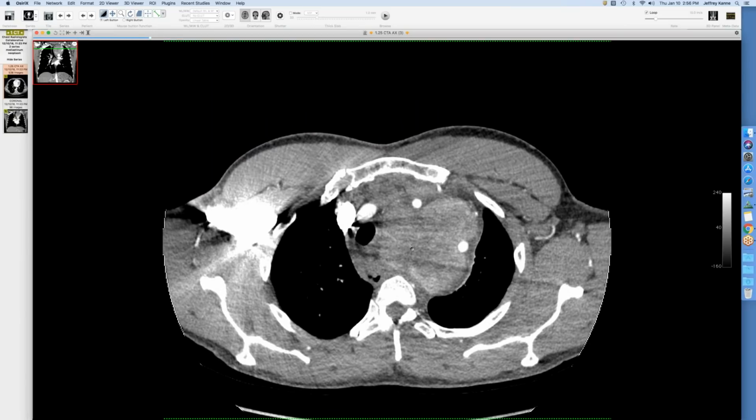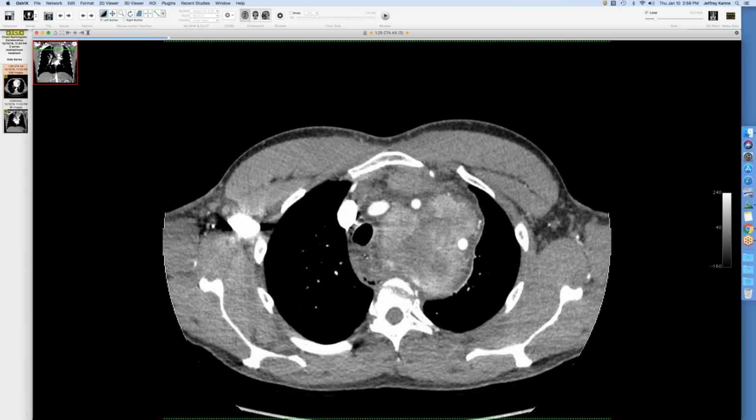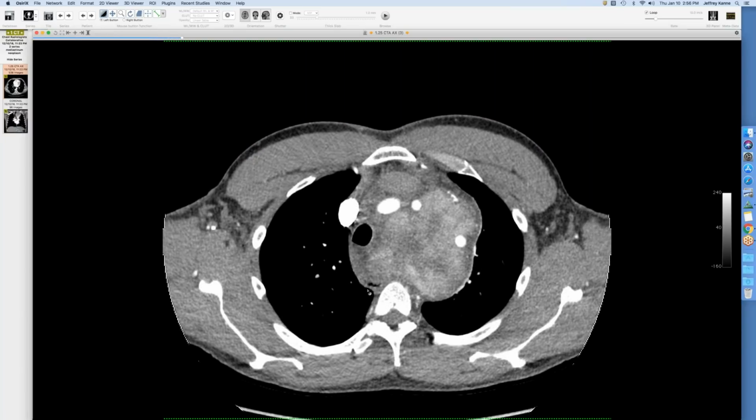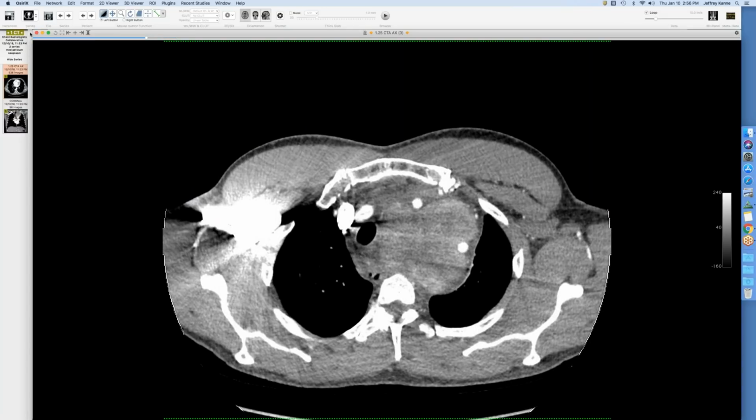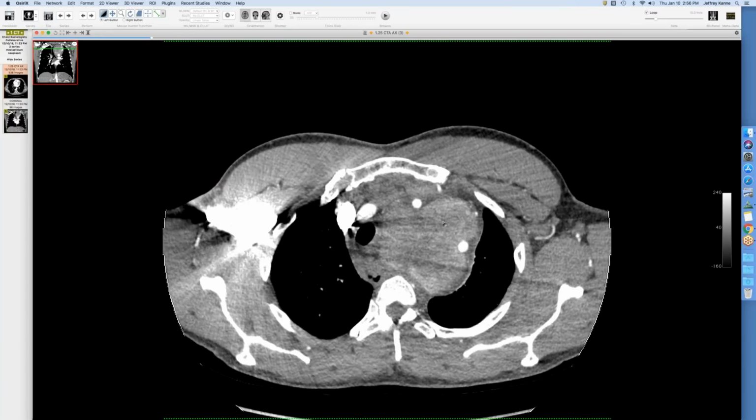And it seems to be just isolated to the mediastinum. There's no other extrathoracic disease, but quite a bunch of mass effect on the trachea, the esophagus, and everything else in its way. Yeah. It doesn't have any sharp edges. That's going to be hard to get that out.